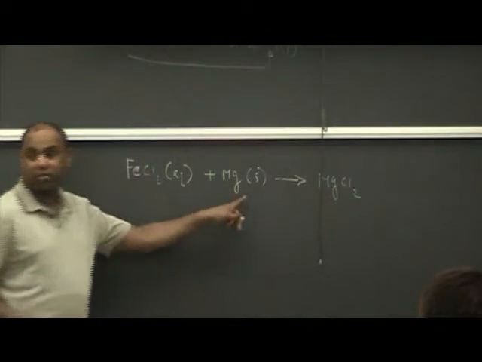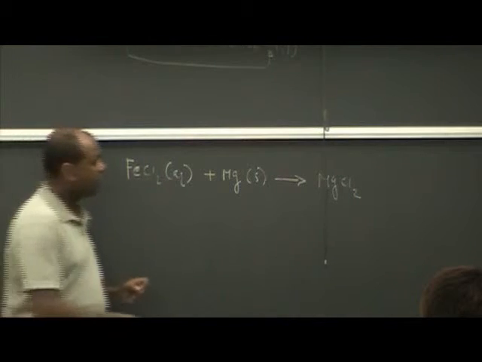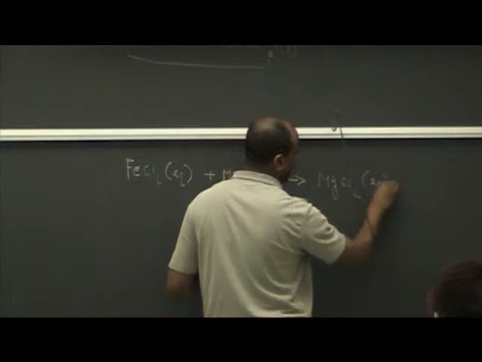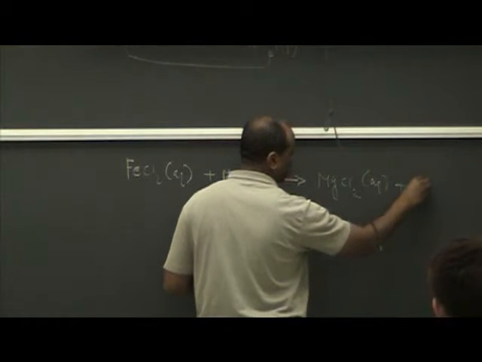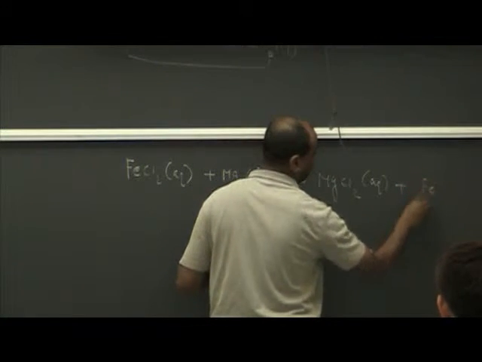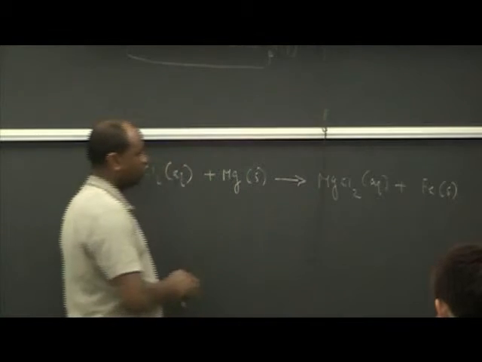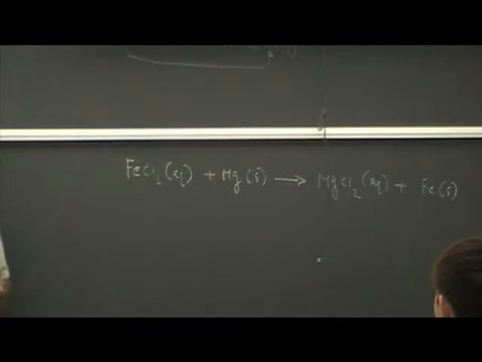MgCl2. Magnesium replaces iron, okay? And what is left? What is the other product? Iron. Okay, this is what you get. This is a molecular equation. Why is magnesium solid? It's a metal. If you read the question, the magnesium metal is oxidized, right? It reacted with iron chloride solution, so you'll have magnesium chloride and iron.